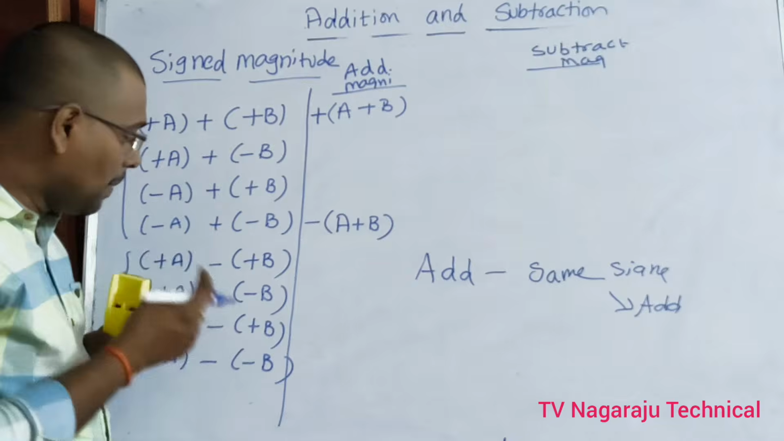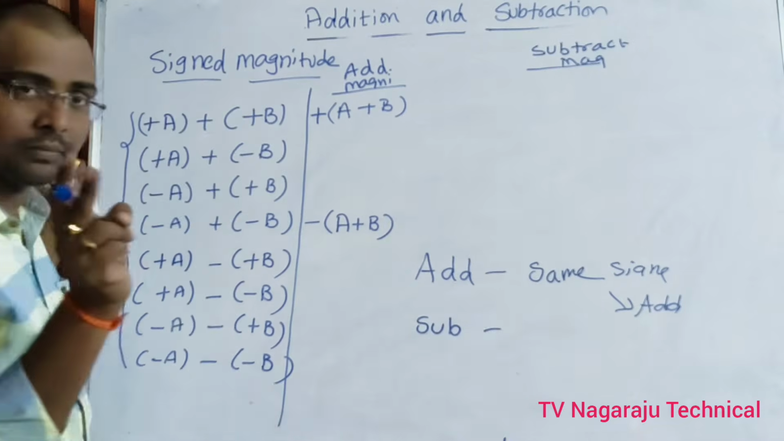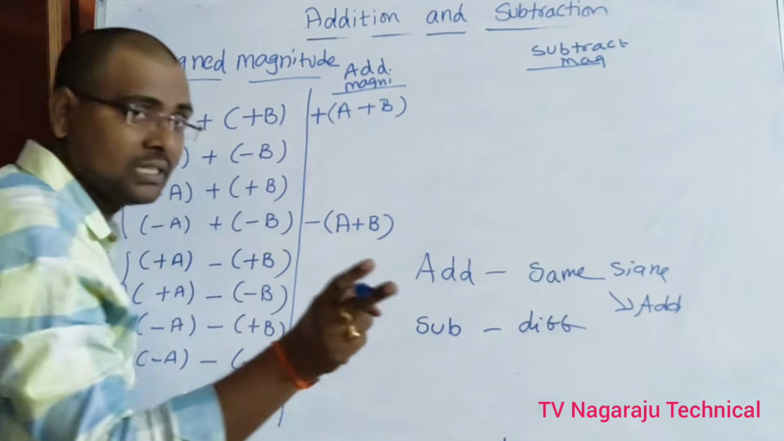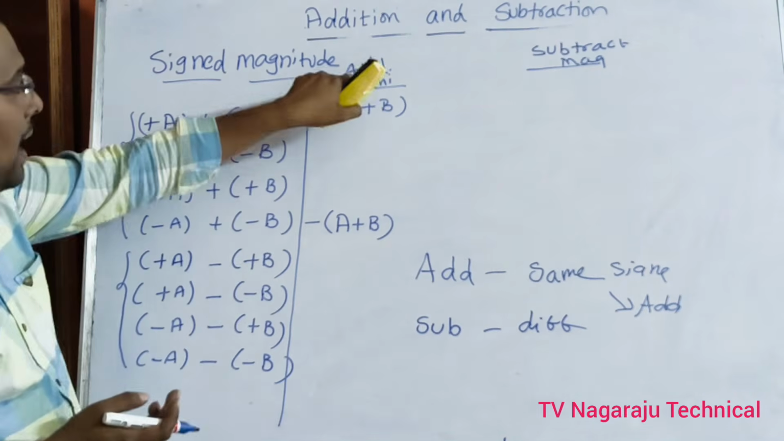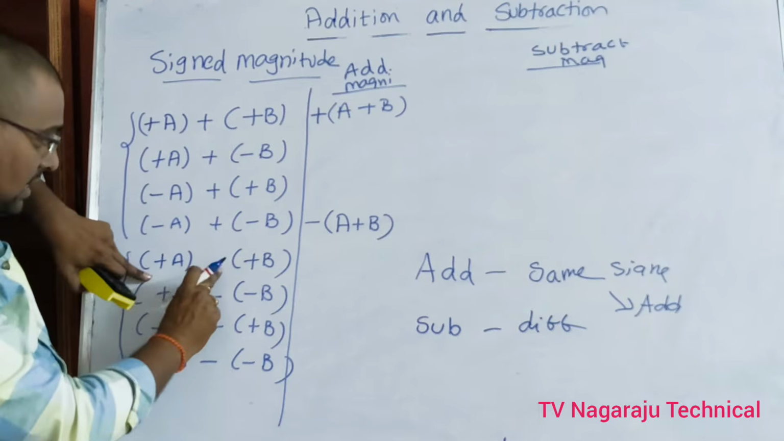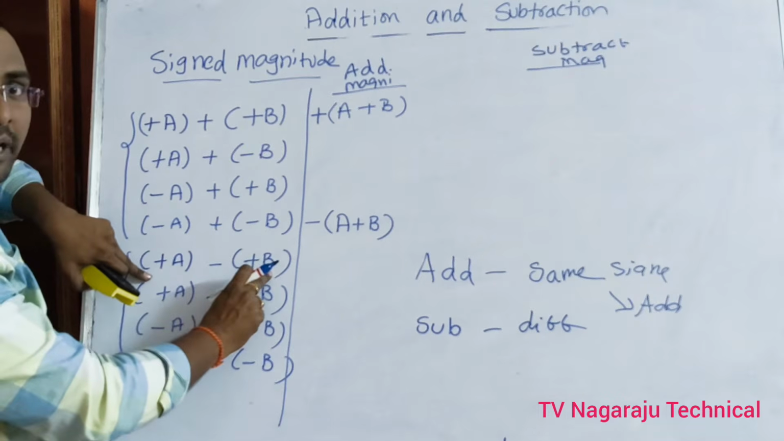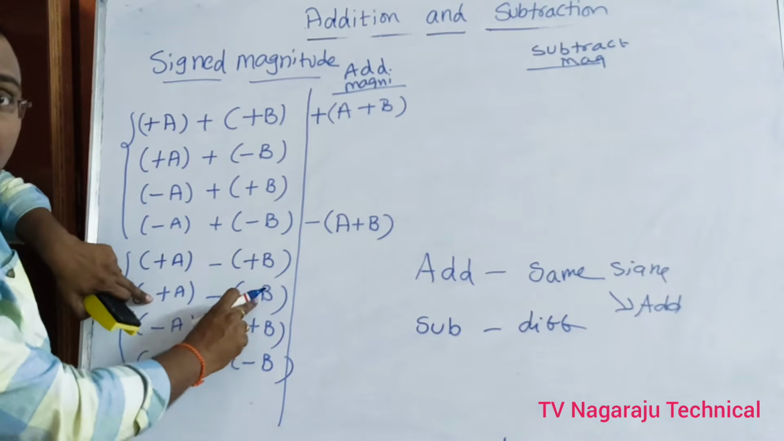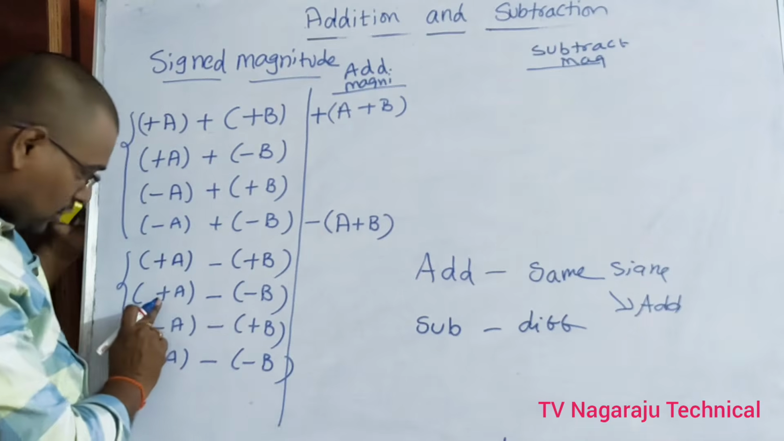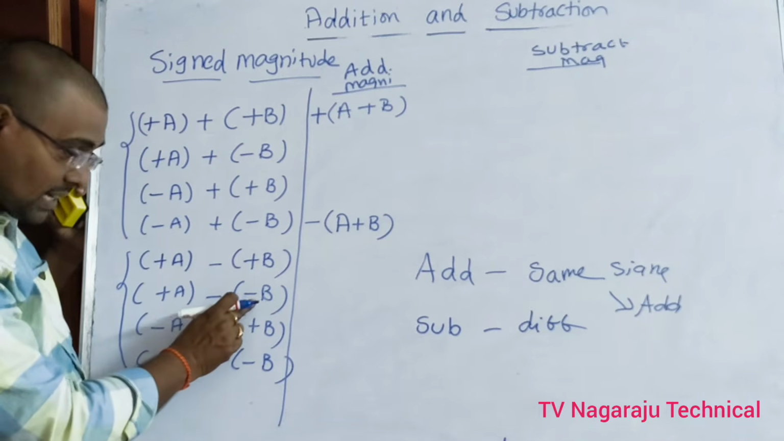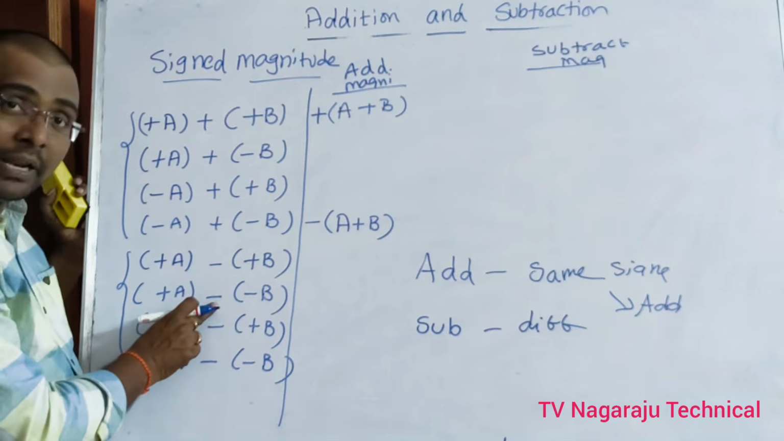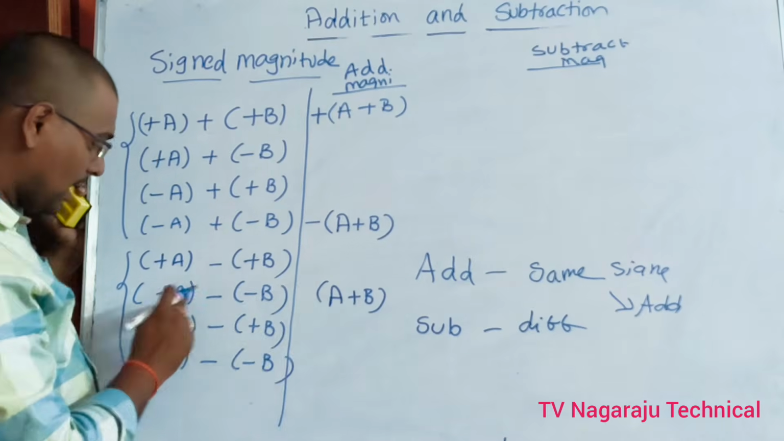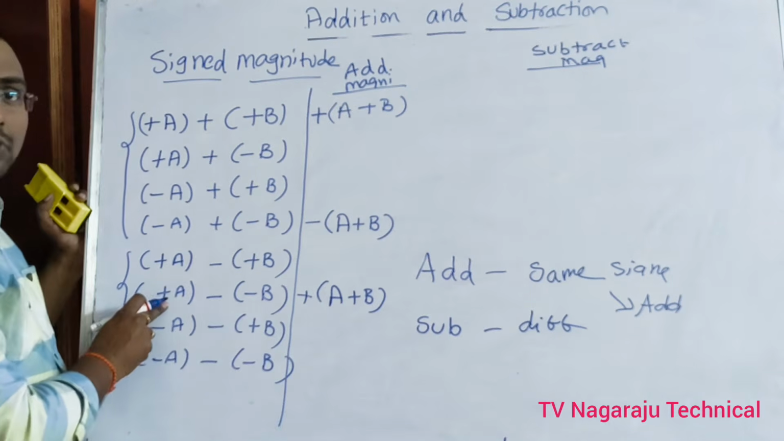Second scenario: if my operation is subtraction and the signs are different, then we are adding the magnitude. See this one: plus a minus plus b is simply a minus b, no addition. But plus a minus of minus b: the first number's sign is positive, the second number's sign is negative, and the operation is subtraction. So we are adding the magnitude. What is the sign? The sign of this one is plus.